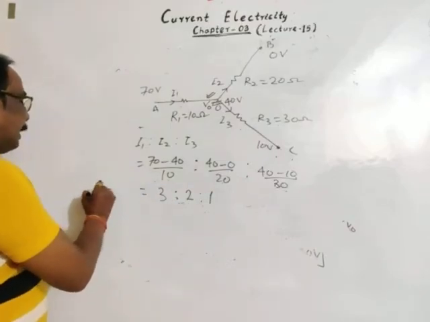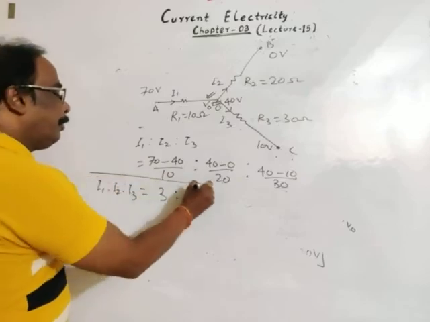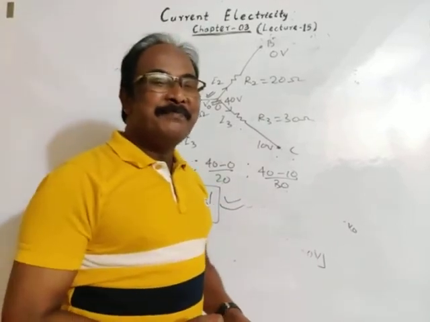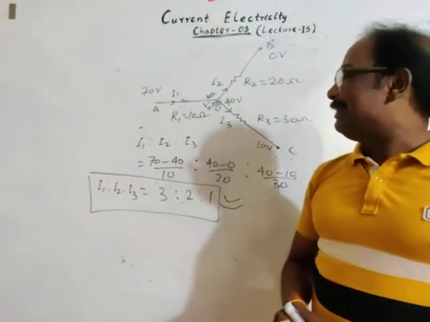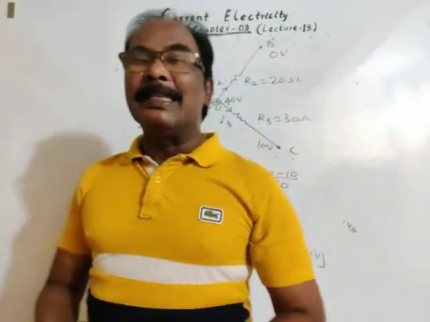So, finally I may write I1 is to I2 is to I3 is 3 is to 2 is to 1. Okay. This is the end of this lecture.